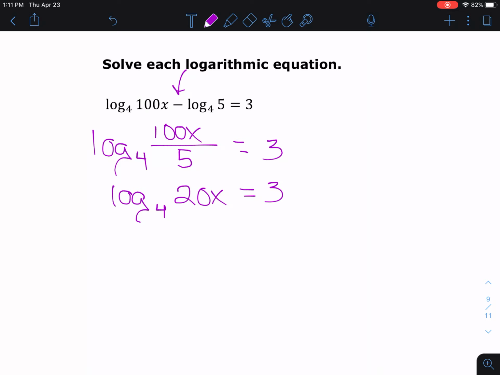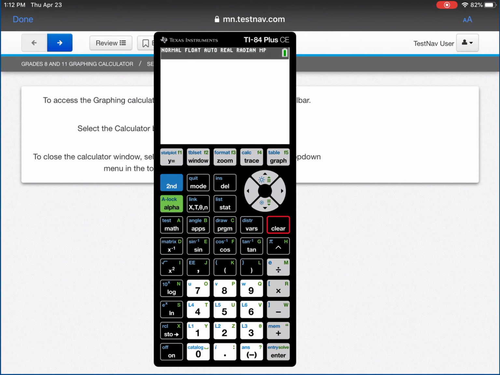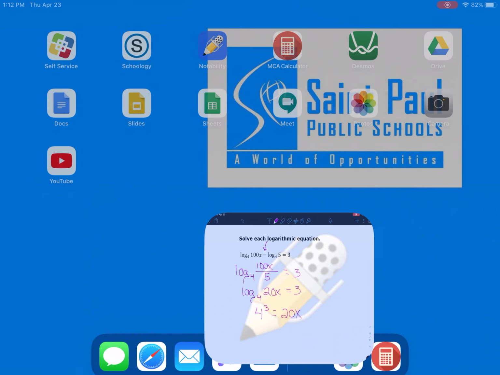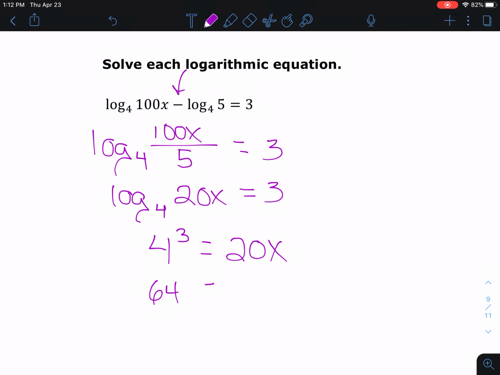Okay, so now I want to look, and it doesn't look like I can simplify anything else. I don't have any other properties. There's no exponent right here or anything like that. So I don't have anything else to do. So now this is when you want to do the conversion. Convert it back to an exponential function. So I would say 4 to the third power equals 20x. And then I want to take my calculator. Let's pull that up. 4 to the third is 64. So we would say, all right, 64 equals 20x.